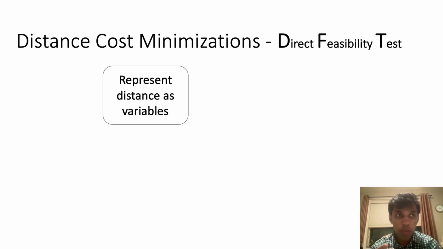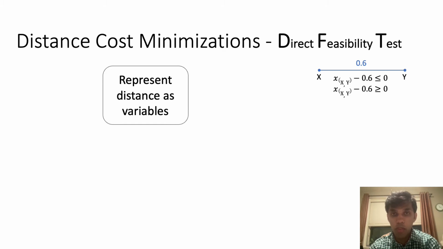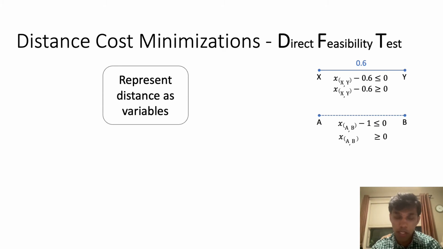Now we will introduce a novel formulation of the problem, a system of linear equations, as a direct feasibility test. In this, we represent each of the distances as a variable. For example, if you have a known distance xy equal to 0.6, you introduce a variable xxy, with xxy minus 0.6 less than or equal to 0, and xxy minus 0.6 greater than or equal to 0. If the distance is unknown, you simply initialize it as xab minus 1 less than or equal to 0 and xab greater than or equal to 0.